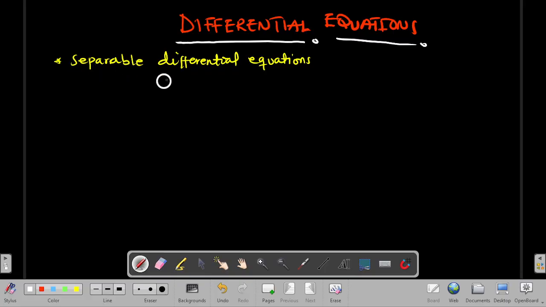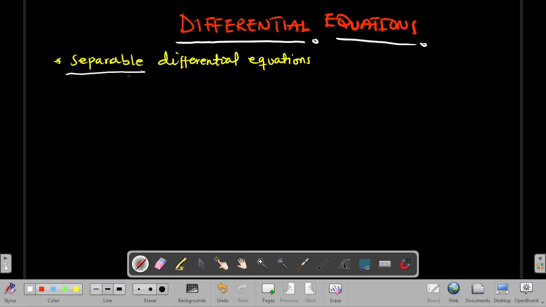So separable differential equations, as the name denotes, separable, meaning we have the ability to separate, right? So have it in mind that separable is simply saying something which has a tendency to be separated. Okay, what are we separating?